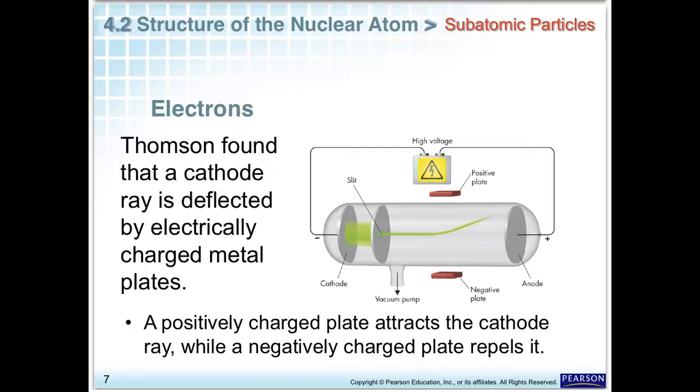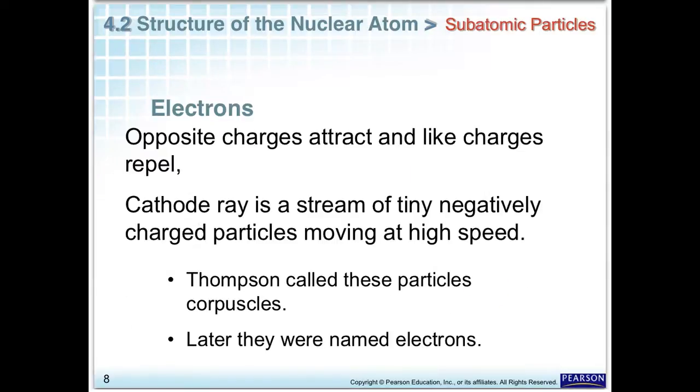So Thomson began experimenting with these cathode rays, and one thing he found was that if he had a positive and negative plate, the ray was deflected by the metal plate. So it was repelled away from the negative plate and toward the positive plate. Thomson understood that opposites attract, so he concluded that cathode rays were negatively charged particles. He used the word corpuscles. Today we call them electrons.